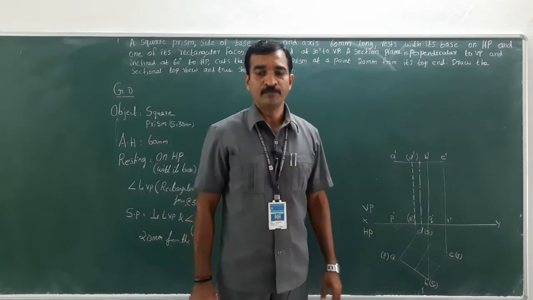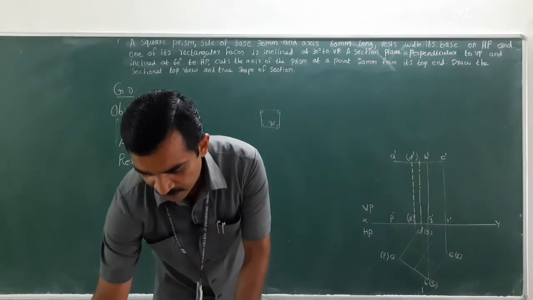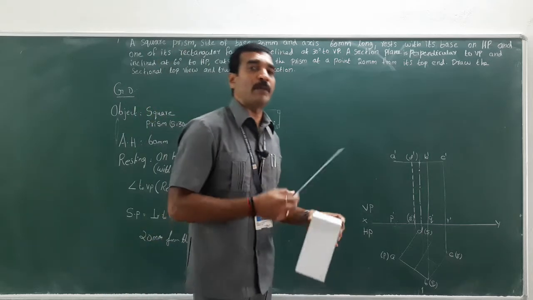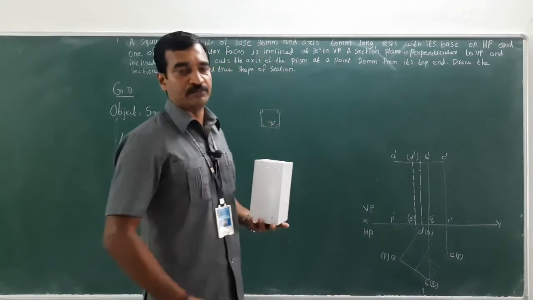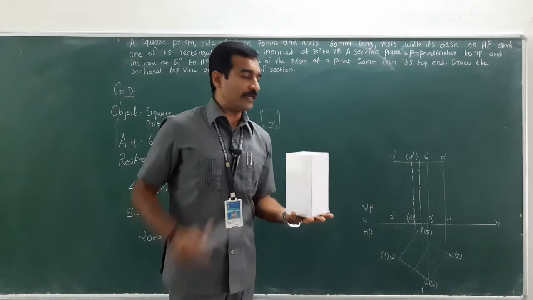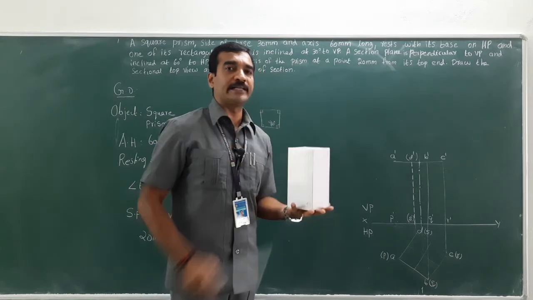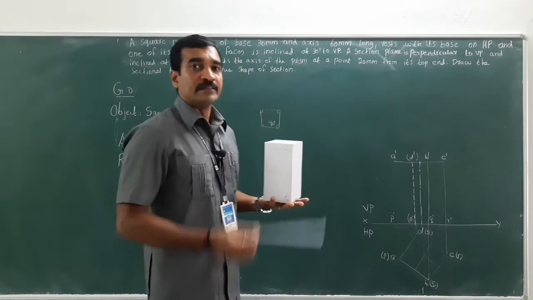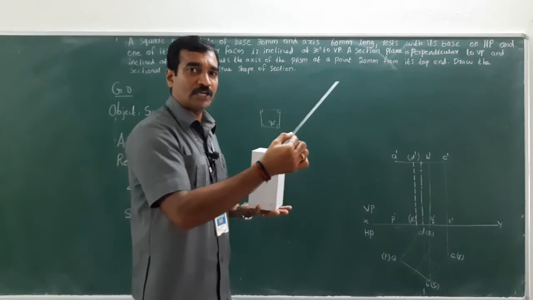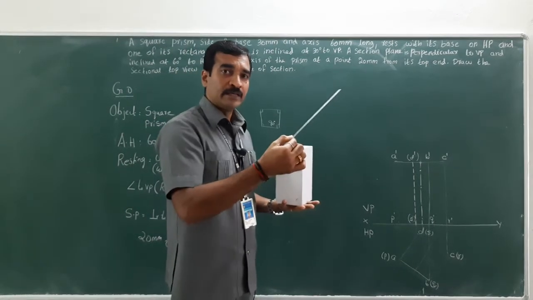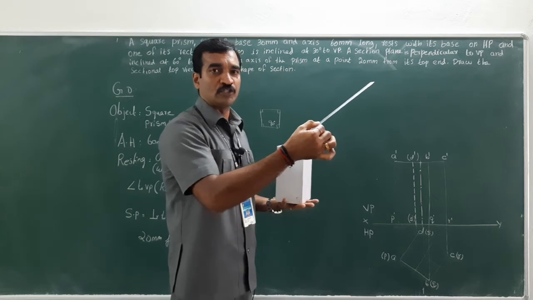This is the case. Now the condition comes here, the section plane or cutting plane is used to cut the object. The object is being placed in this manner, the rectangular face is making 30 degree with VP. Now the section plane is perpendicular to VP and inclined to HP. This is how the position is.